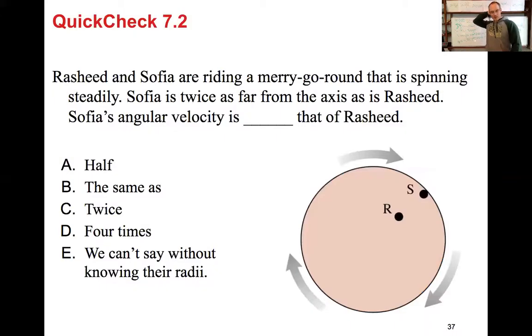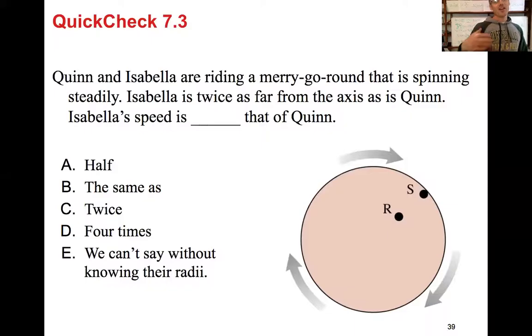So back to the merry-go-round idea. If you're on a merry-go-round in different positions, and Sophia is going to be twice as far from the axis as Rashid, then the angular velocity comparatively is the same, because they are on the same rotating system, and we're talking about angular velocity, not velocity, right?